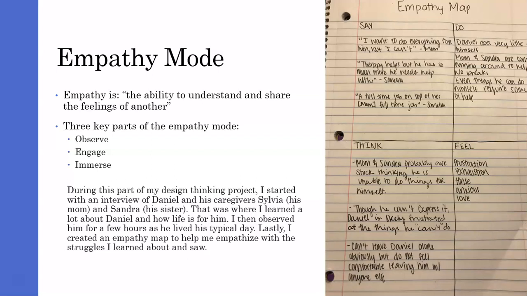So, as I said, it starts with the empathy mode, and over here on the right you can see my empathy map. Empathy is the ability to understand and share the feelings of another person. And the 3 key parts of the empathy mode were observe, engage, and immerse. During this part of my project, I started with an interview of Daniel and his caregiver Sylvia, his mom, and Sandra, his sister.